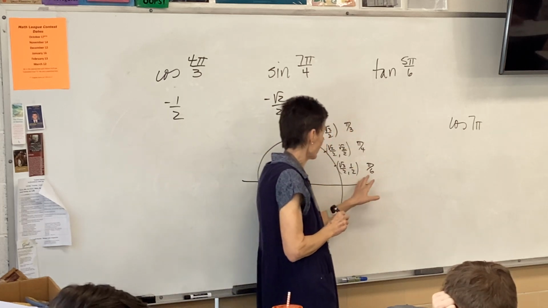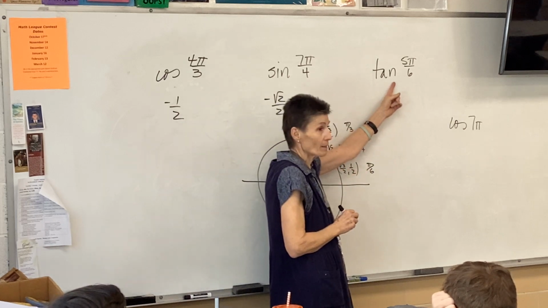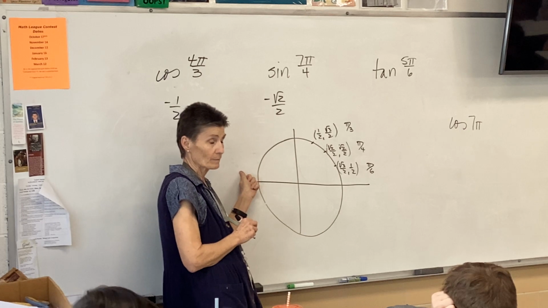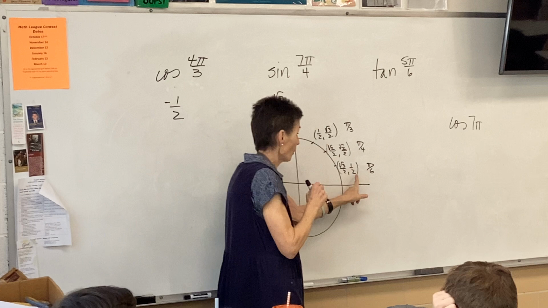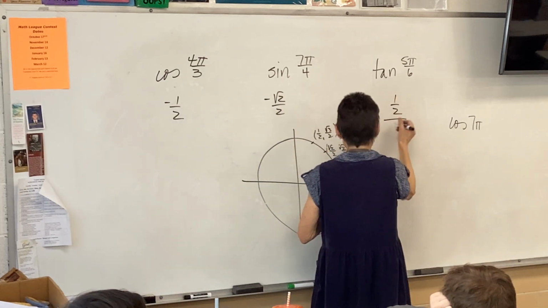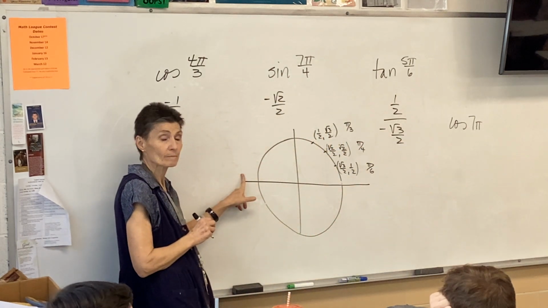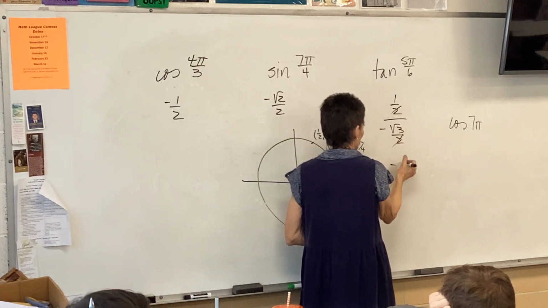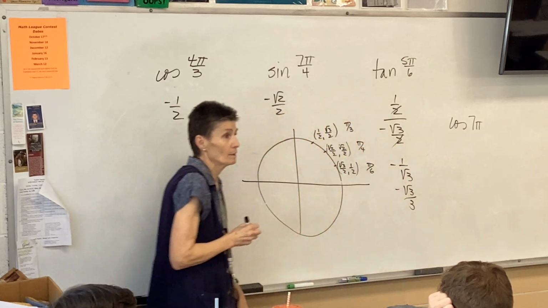Pi over 6, I'm thinking about this coordinate. But it's 5 pi over 6, so I'm thinking about that coordinate in quadrant 2. And its tangent, which is y over x, only x would be negative in quadrant 2. So when I simplify that, I get -1 over √3 or -√3 over 3.